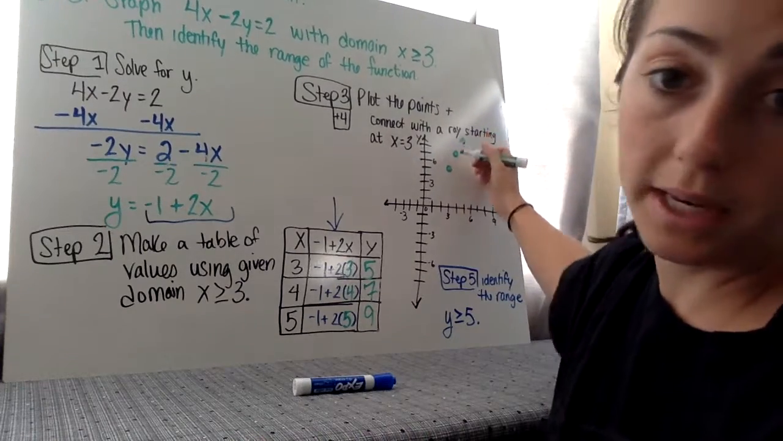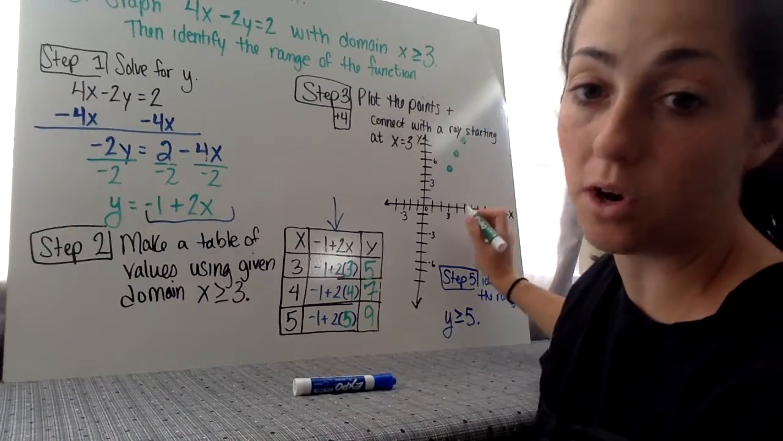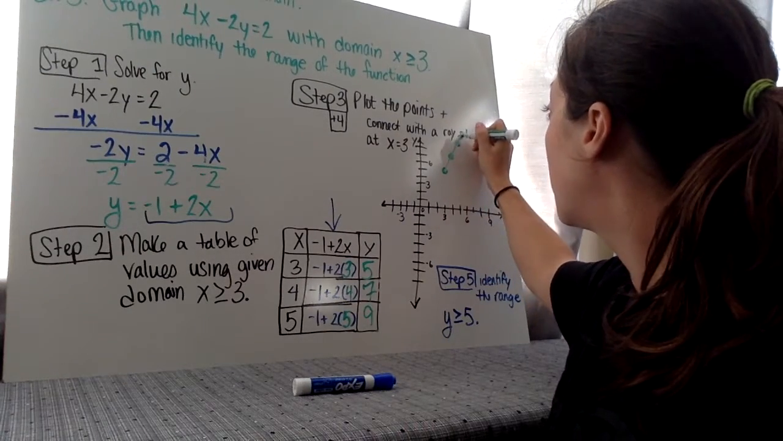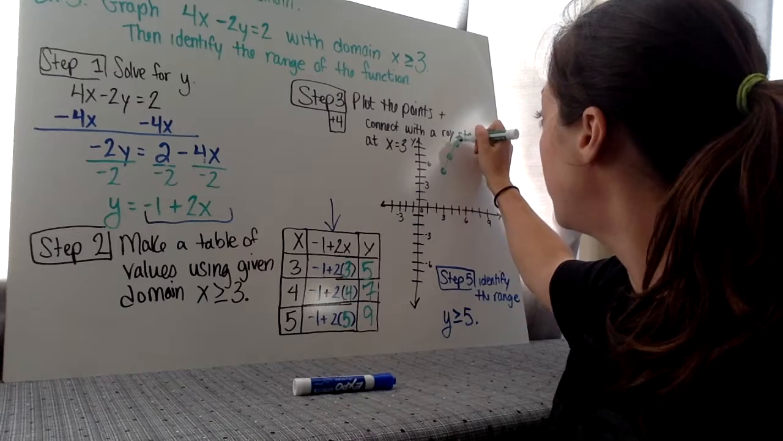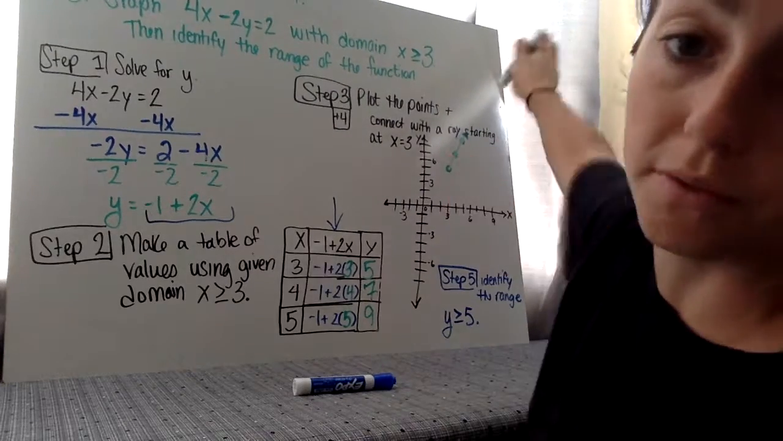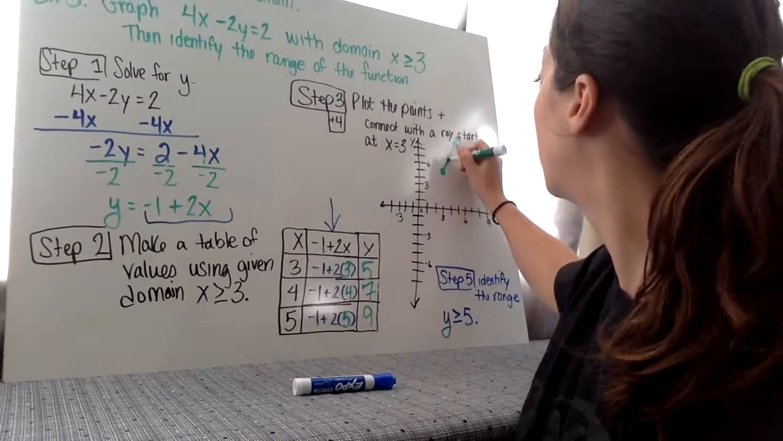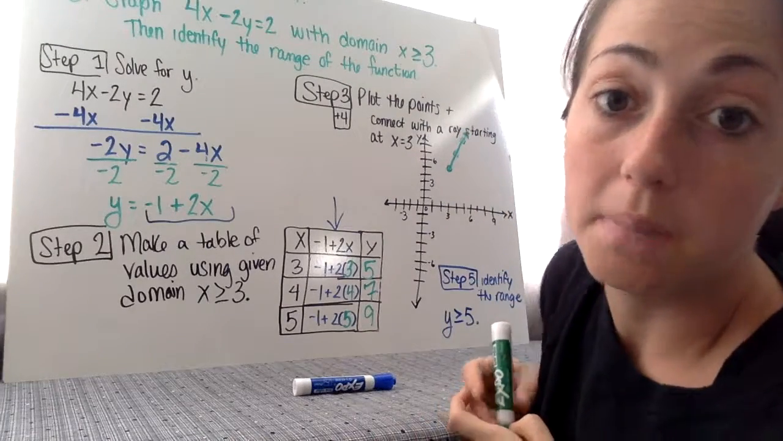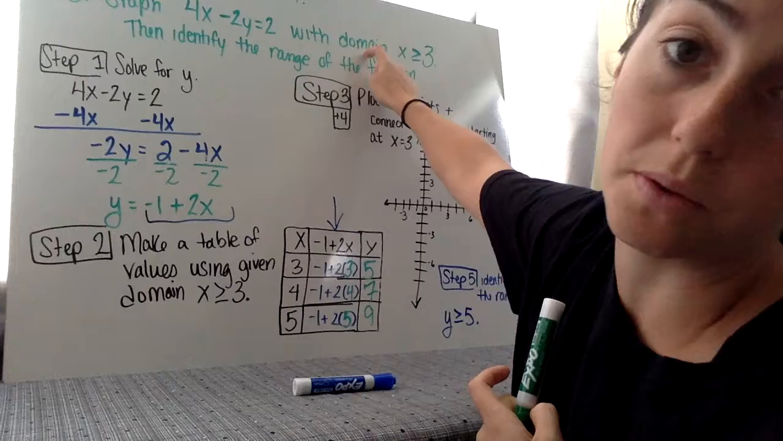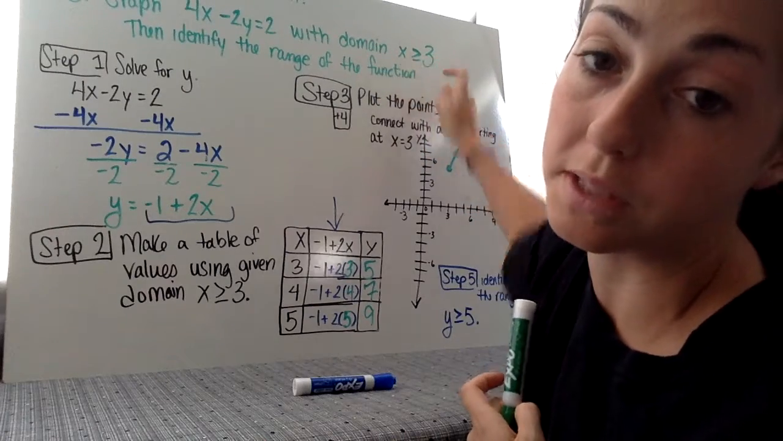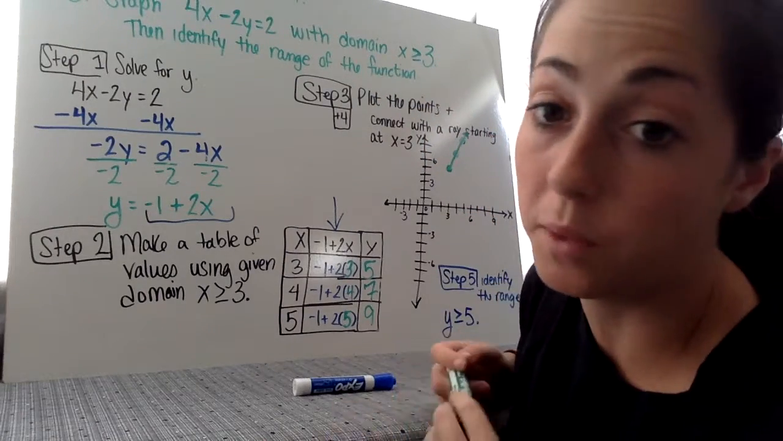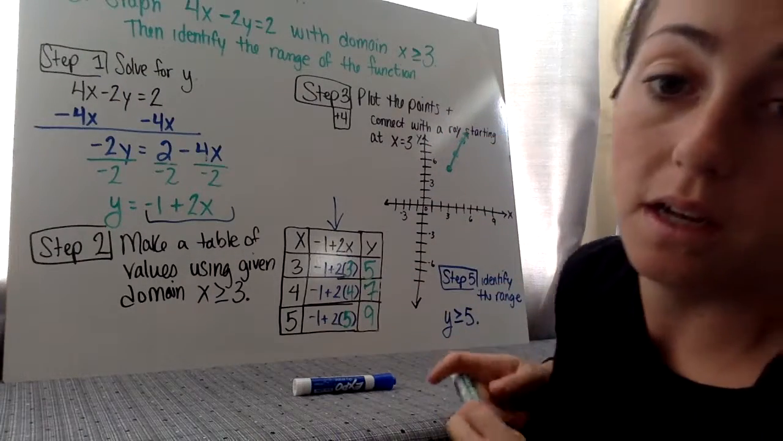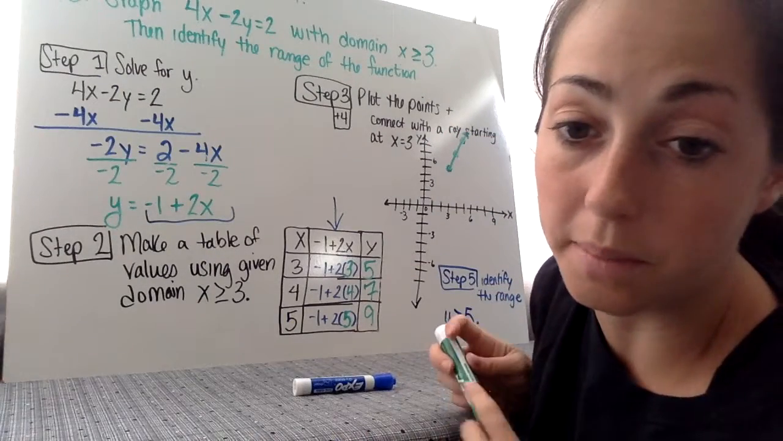Good. Now I need to draw not a line because I'm starting at x equals 3. So here's my starting point and a ray. So I do have an arrow showing that it goes on forever that way. But it starts at 3 because of this original statement, domain x is greater than or equal to 3. If it weren't there, I would not have started there. I would have gone on forever, right? I would have extended the line across the entire coordinate plane.